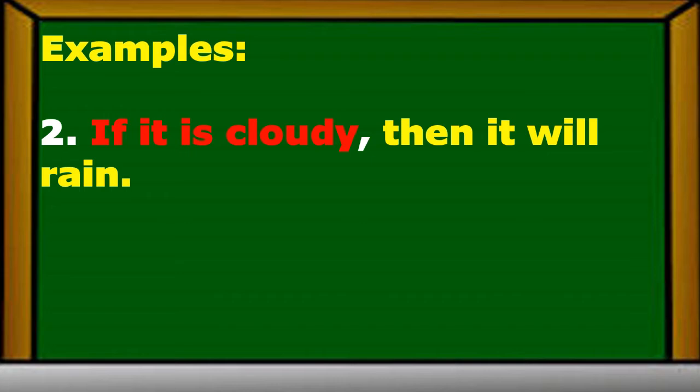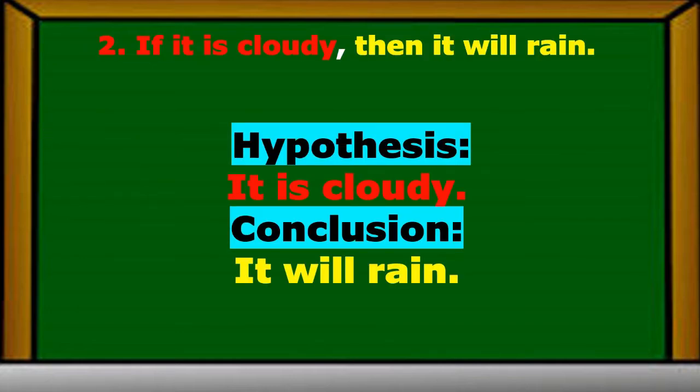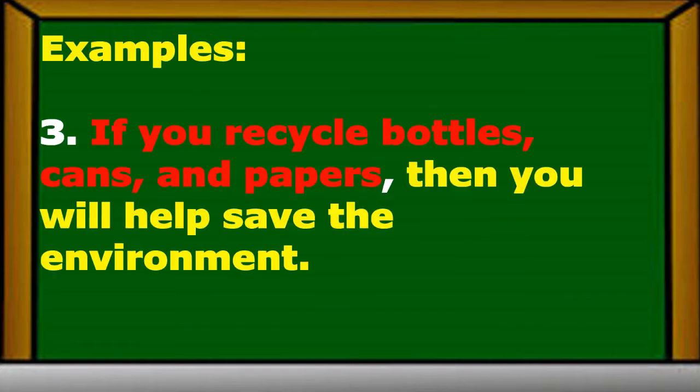How about our second conditional? If it is cloudy, then it will rain. Based on our previous example, what is the hypothesis for this conditional? Correct. The hypothesis for this conditional is, it is cloudy. While the conclusion is, it will rain.